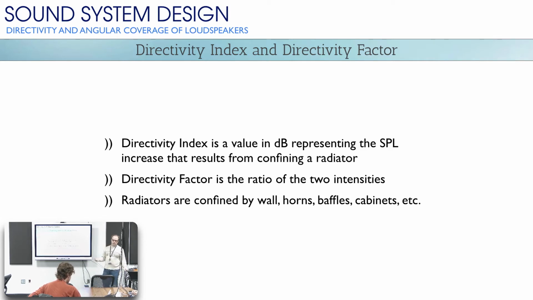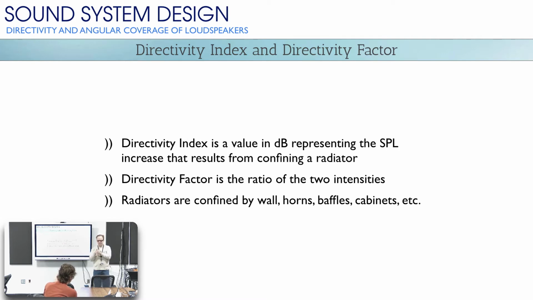And directivity factor, otherwise known as the Q, like the letter Q, is a ratio. When you see a Q of 2, that's a ratio of 2 to 1, the 1 being the unconfined sound, and the 2 being the confined sound. So we have a 2 to 1 ratio between unconfined and confined sound in their intensities. The confined sound is twice as loud as the unconfined sound, which in dB, if you account for comb filtering and stuff, would be a directivity index of 3 dB.